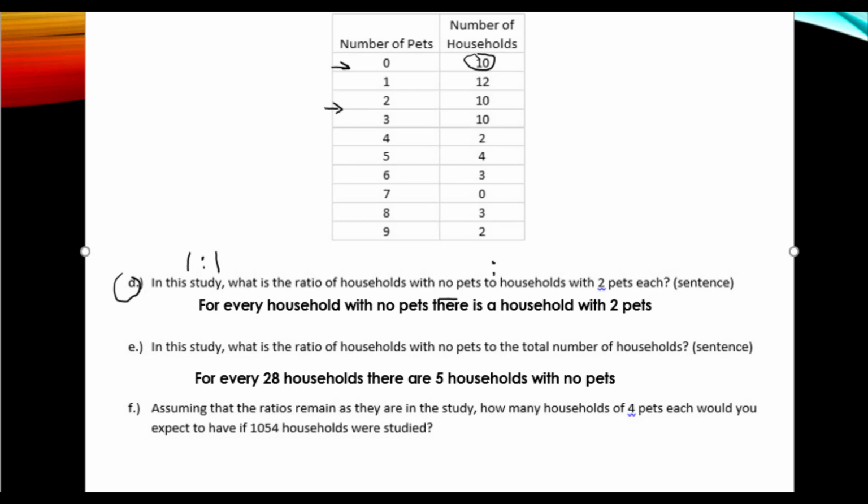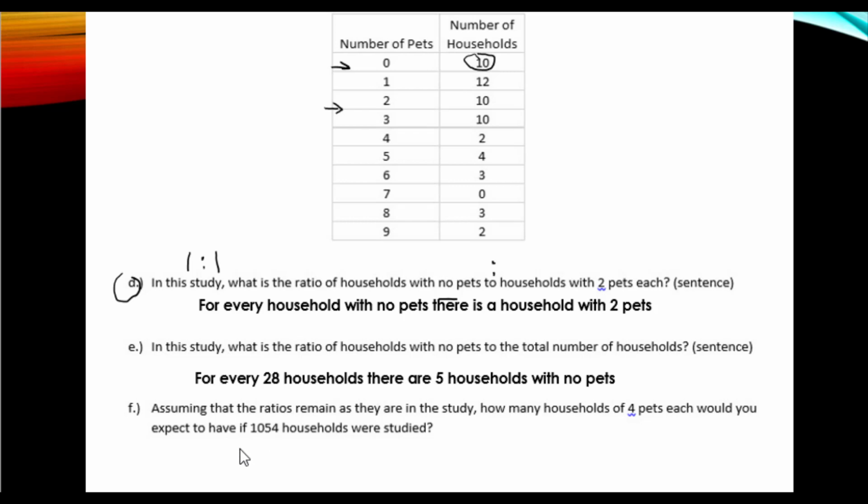Okay, now we'll go on to our last question. It says, assuming that the ratios remain as they are in the study, how many households of 4 pets each would you expect to have if you surveyed or studied 1,054 households? That's a good question. It really gets at whether you understand what a ratio and a proportion are.